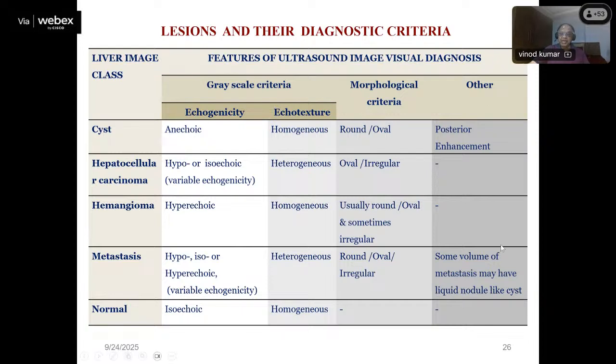Then we make a tabular form or summarize: cyst, anechoic, homogeneous, round or oval, posterior enhancement. Hepatocellular carcinoma, hypo or isoechoic, variable echogenicity, heterogeneous, oval or irregular. Hemangioma, metastasis, and normal. So we make this table. This is our learning about the tumor. Once this knowledge is available, we can develop our algorithm.